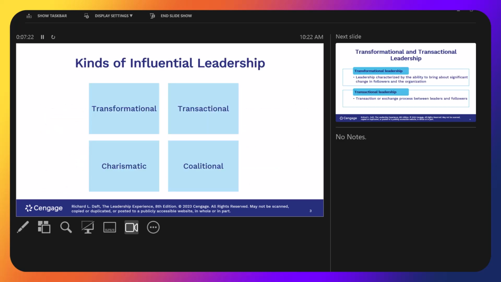So in this chapter, we're going to talk primarily about these kinds of influential leadership. You have transformational, transactional, charismatic, and coalitional. And all of them are different.